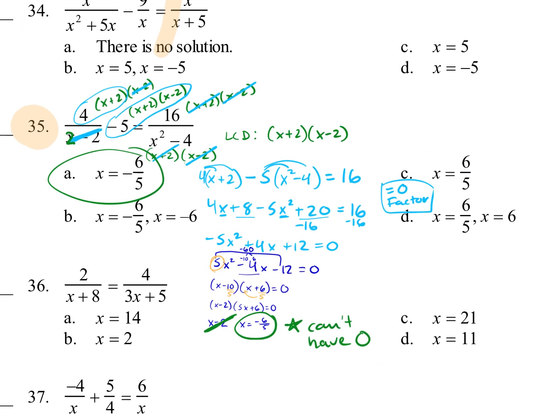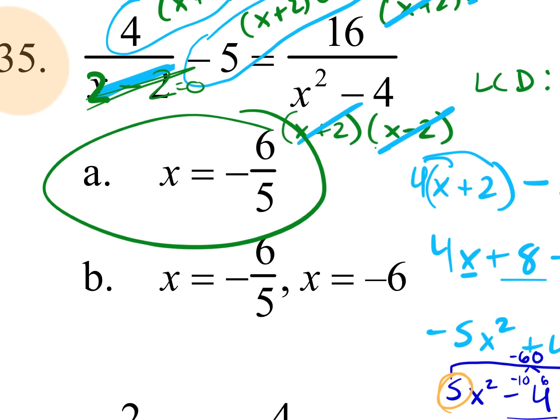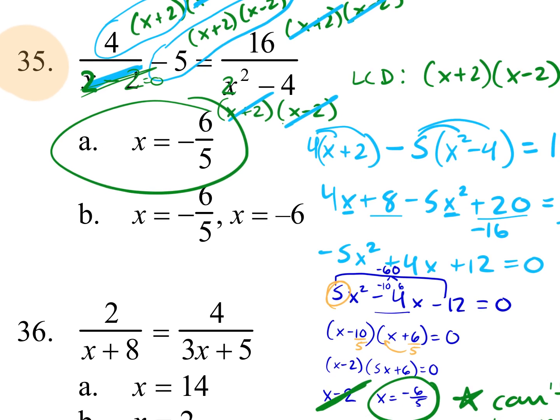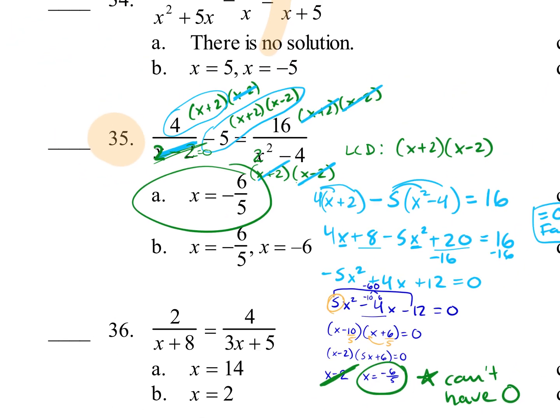Wait, why can't 2 be the answer? Can't have 0 in the denominator. So when we plugged 2 in, here we had 2 minus 2, which is 0. So 2 does not work as an answer choice. Or even when you plugged it into the next one, 2 squared is 4. 4 minus 4 is 0. Doesn't work in that one either. Could you explain 34? Yes.